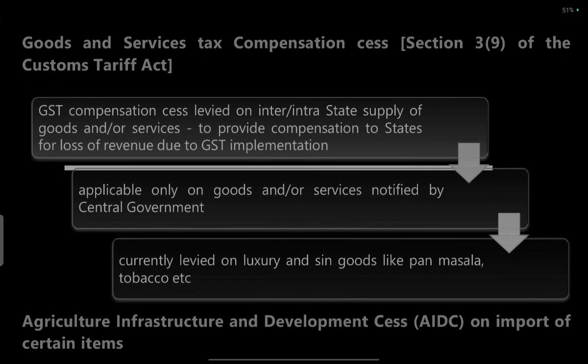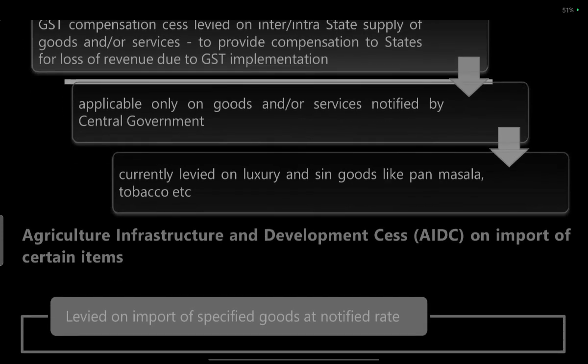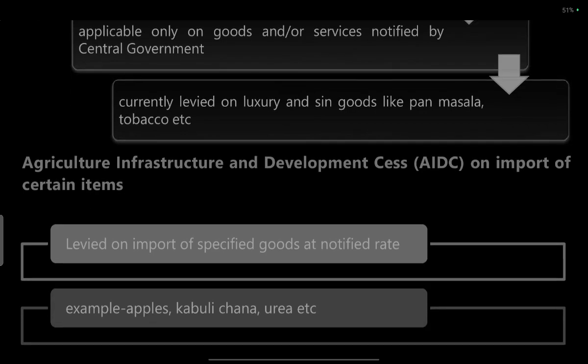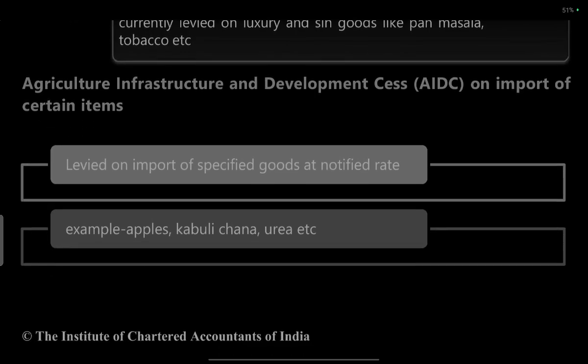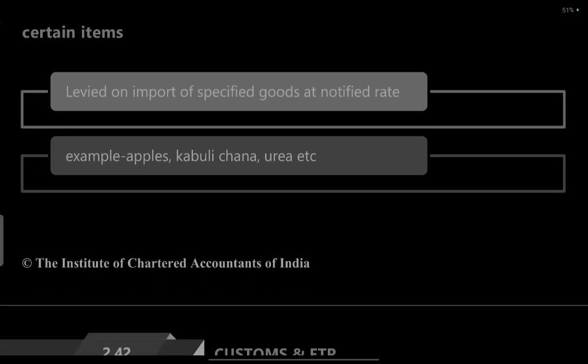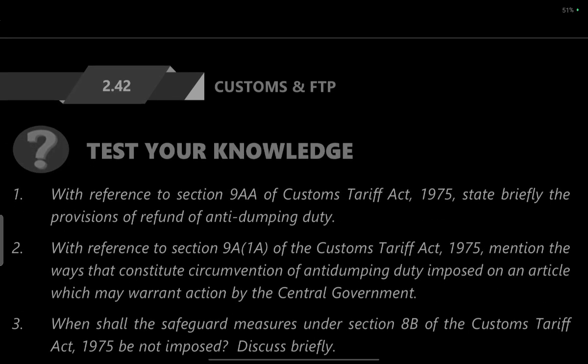GST compensation cess is levied on the intra-state supply of goods or services to provide compensation to the states for the loss of revenue due to GST implementation. It is applicable only to goods or services notified by the central government. The current levy is on luxury or sin goods like pan masala, tobacco, etc. Agriculture infrastructure and development cess is imposed on certain items. It is levied on the import of certain agricultural goods, for example apple, barley, chana, and so on.